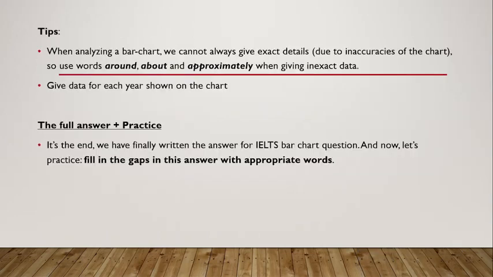And also tips. When analyzing a bar chart, we cannot always give exact details due to the inaccuracy of the chart. So use words like around, about, and approximately when giving exact data. Give data for each year shown on the chart. The full answer plus practice.